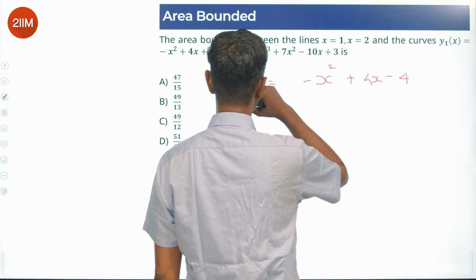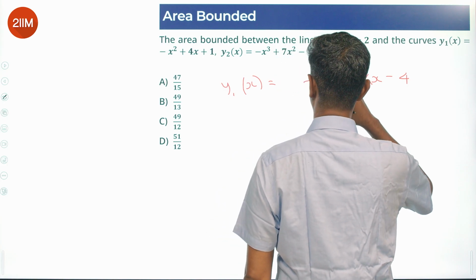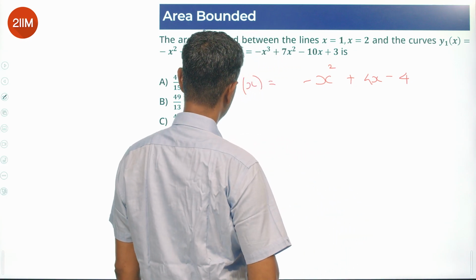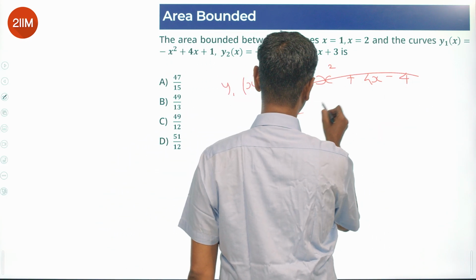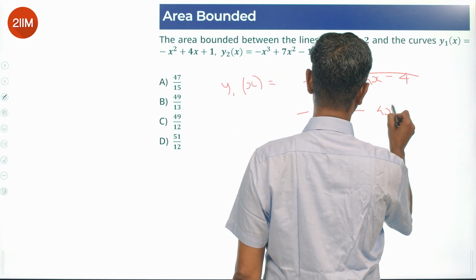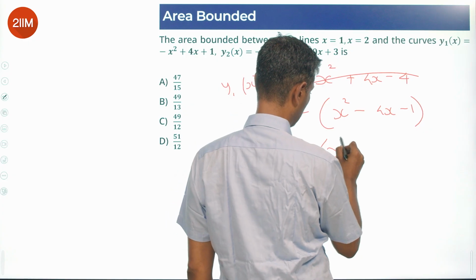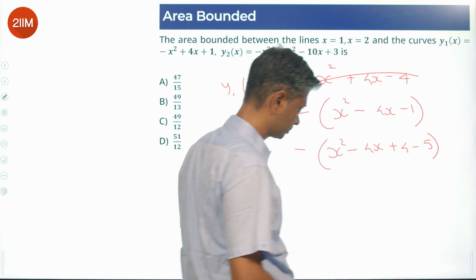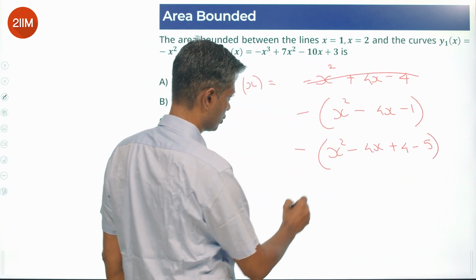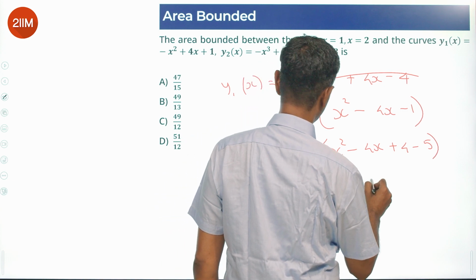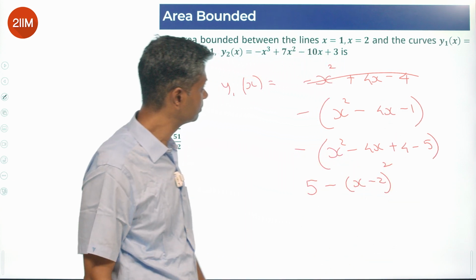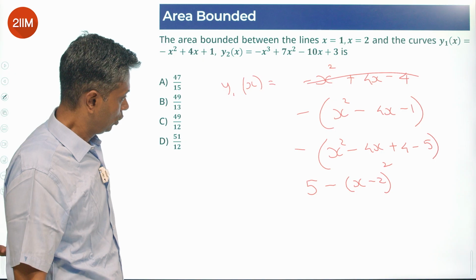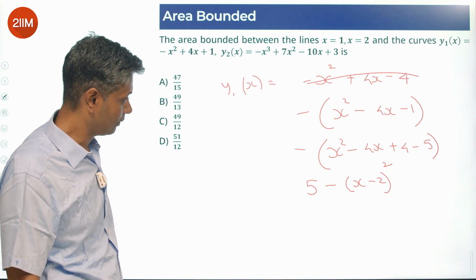y1 of x is minus x square plus 4x plus 1. Give me a second. I'm going to write this as minus of (x square minus 4x minus 1), minus of (x square minus 4x plus 4 minus 5), which is 5 minus (x minus 2) the whole square. That is y1 of x. So it peaks at x equal to 2 at the value of 5.